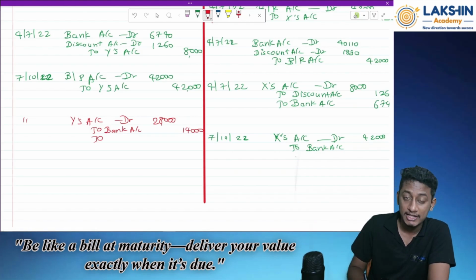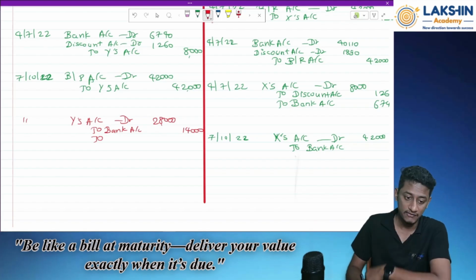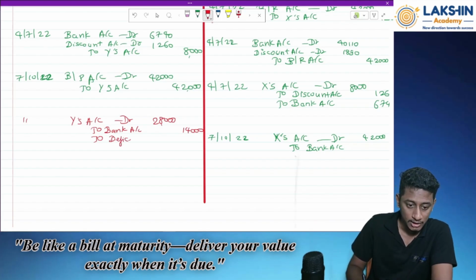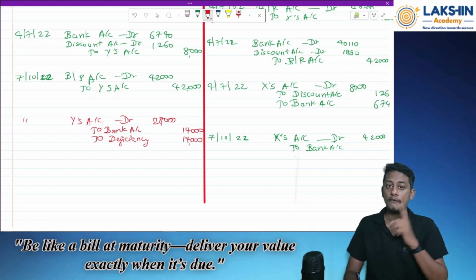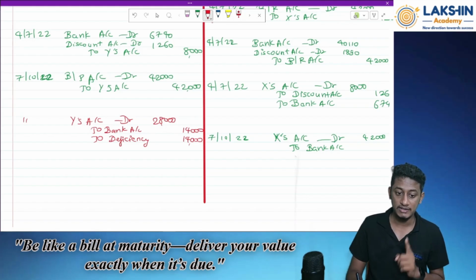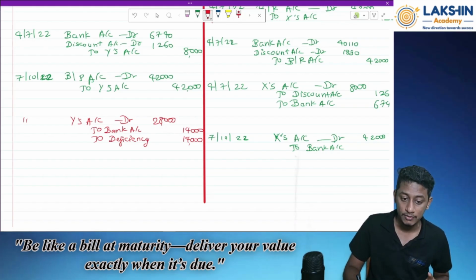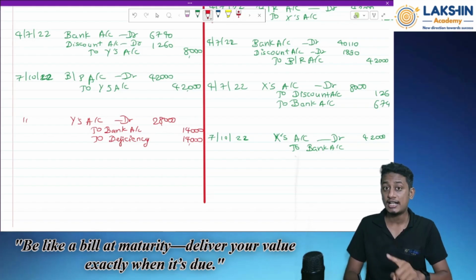But sir, the remaining amount will go to my deficiency account. Again, look at the theory part. I have taught you clearly how to figure out the entries over there for the insolvency. 14,000 will be the deficiency, which is a kind of income to Mr. X. So it is credited now.